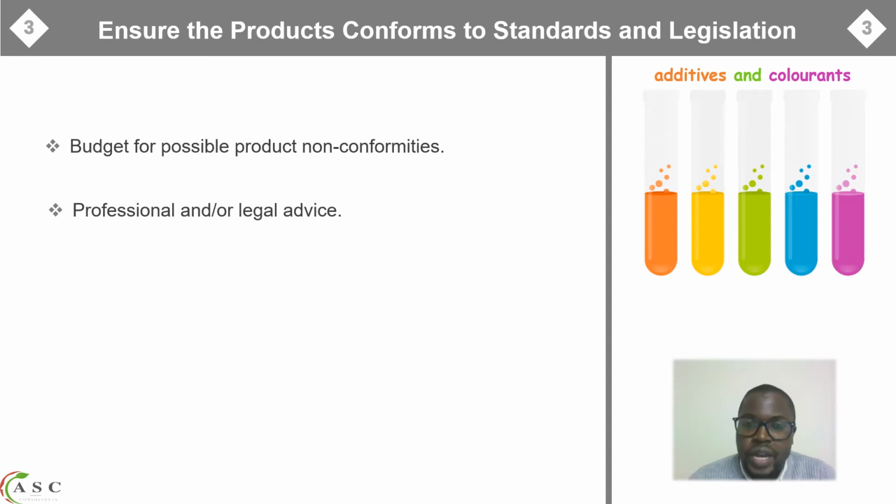So make sure that you get professional and or legal advice. You can get that from your food safety consultant or whichever body your product falls under, maybe a meat industry association, a citrus industry association. So you can get that information from those bodies, either a consultant or an association or even government. Make sure that you provide enough financial resources for possible product corrective action costs.